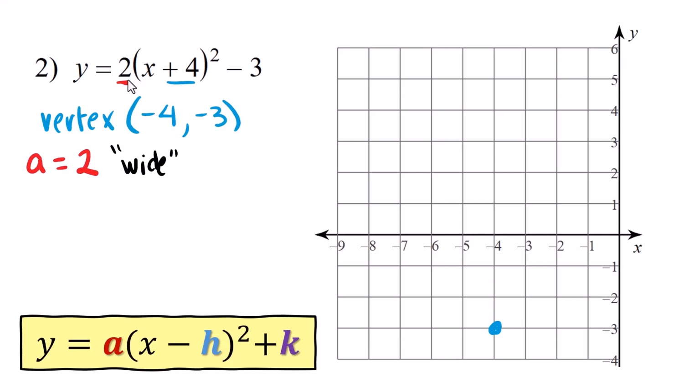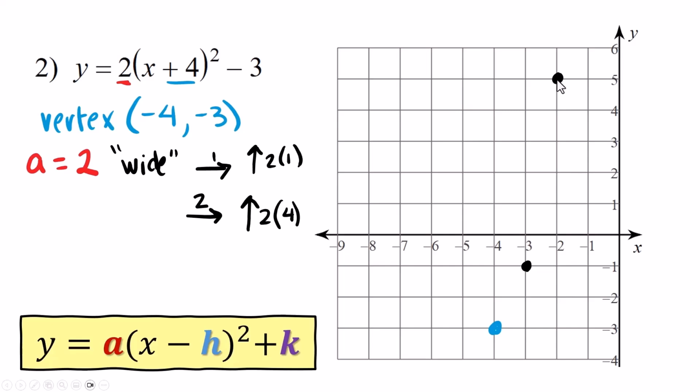Positive means it's still opening up like normal, but it's going to be a little wider. So if I go over 1, I'm going to end up going up 2 times 1, which is 2. So over 1, up 2, and you put a point. And then I go back to the vertex and then move over to the right 2 spaces, and then I will move up 2 times 4. That's going to be 8. So go back here and then go up 8.